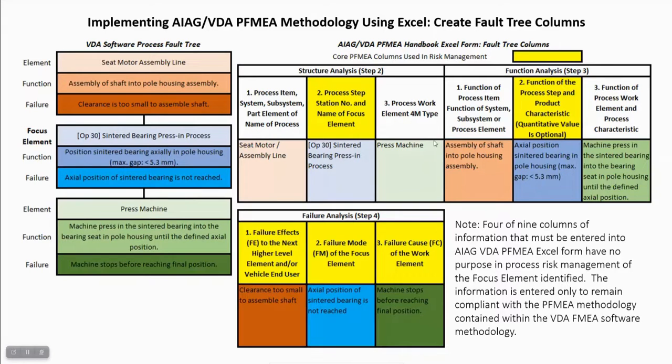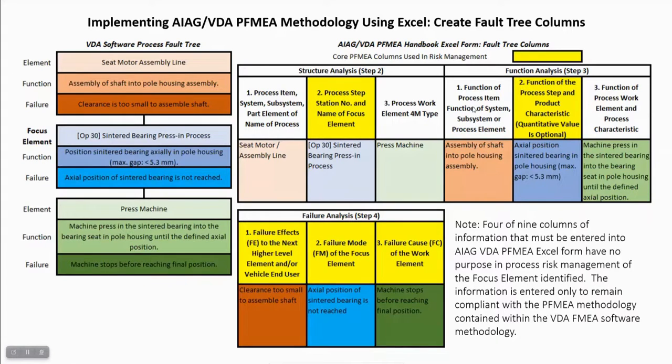Again, like we saw in the design FMEA, we're being asked for information that is not needed to do the process FMEA. We realize we're being asked for 4 pieces of information that have no function whatsoever in a risk analysis of the process. So this is additional work, and it makes this process less efficient.